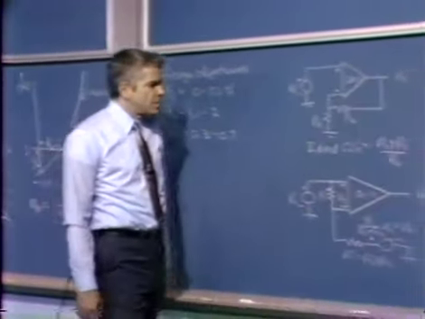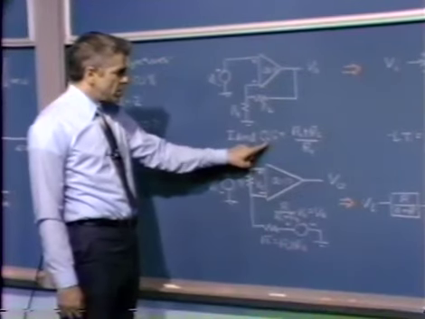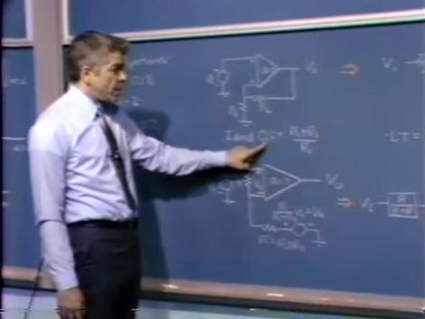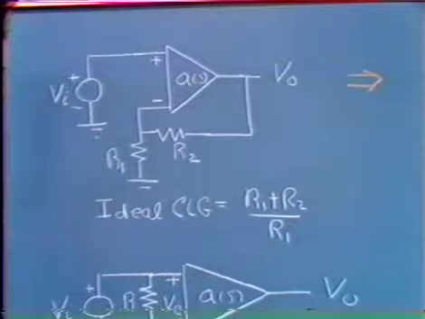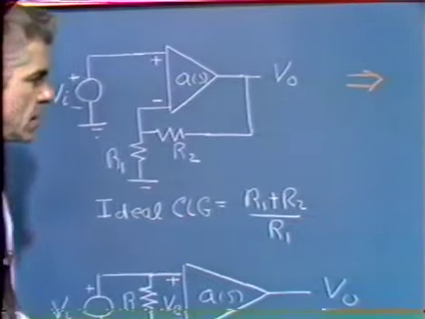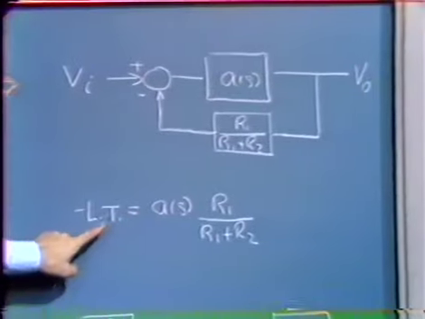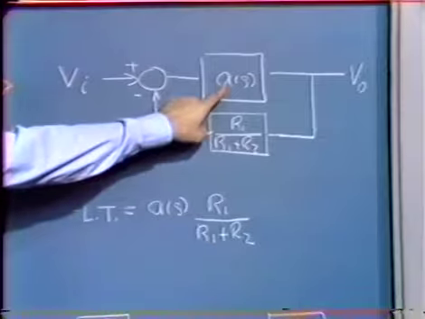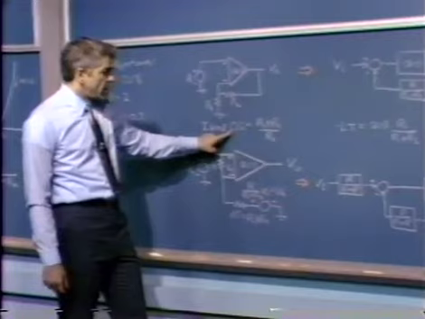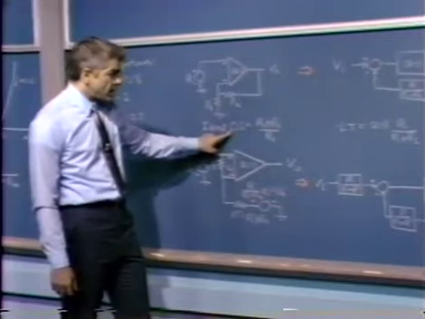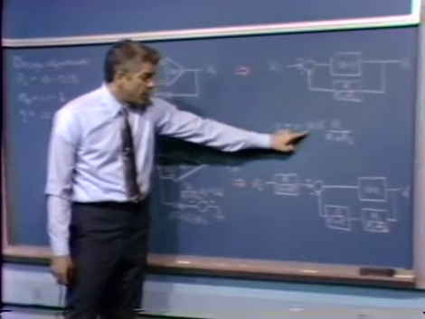The difficulty is that there's an interdependence between the ideal closed-loop gain, which is simply the reciprocal of the feedback transfer function, in particular R1 plus R2 over R1. That's the ideal closed-loop gain. And the negative of the loop transmission for this system is simply A of S times R1 over R1 plus R2. It seems that we have a problem, because we have to choose the ratio R1 over R1 plus R2 on the basis of the ideal closed-loop gain. But once we make that choice, we've pinned the value of the loop transmission.